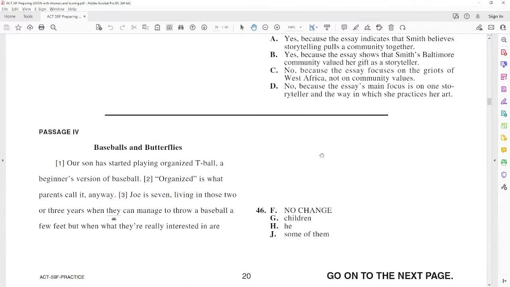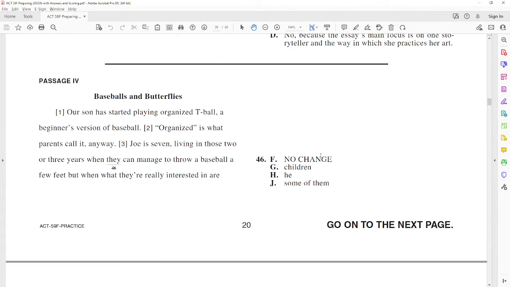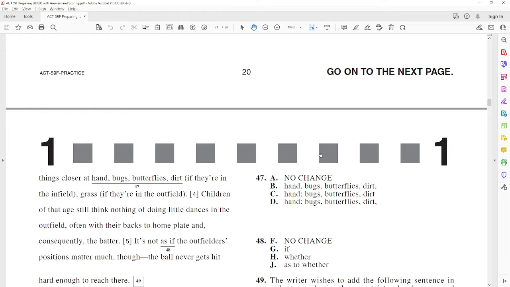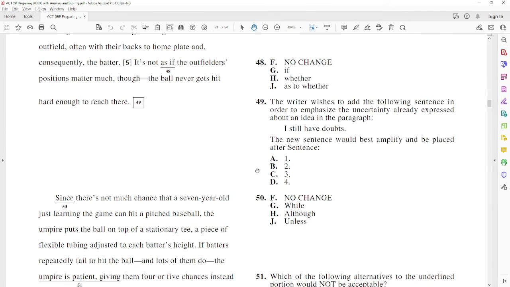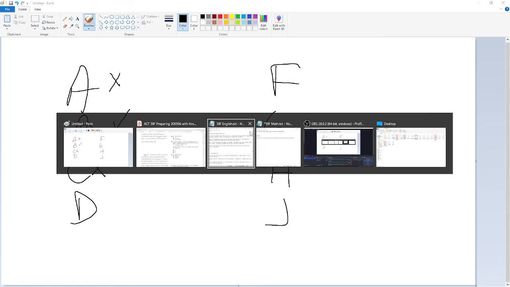Let's look at after 3. After 3, Joe is 7, living in those 2 or 3 years when they can manage to throw a baseball a few feet, but when what they're really interested in are things closer at hand: bugs, butterflies, dirt, and grass. I still have doubts. Well, what do you have doubts about there? That it's dirt and grass? So I would say C is out. So we eliminated A. B we said probably. C is eliminated. And let's look at D.